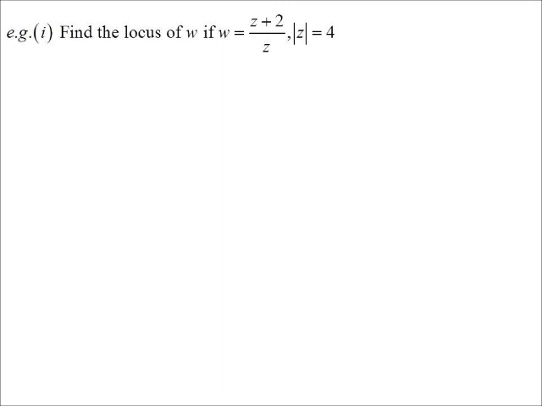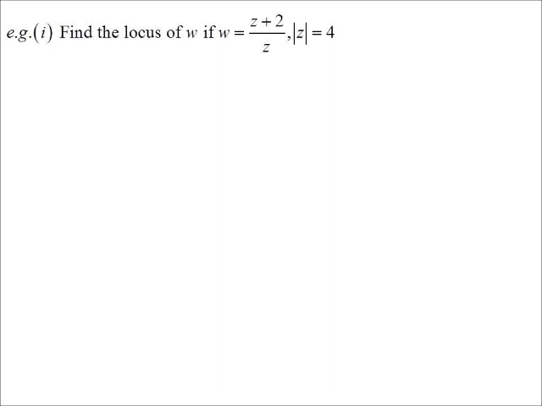Find the locus of w if w is z plus 2 on 2. And the condition we've got is the modulus of z is equal to 4. So what is this question actually saying? What you have to imagine is two Argand diagrams, because unfortunately in our world we can't work with 4 dimensions. And we need 4 dimensions to do this.